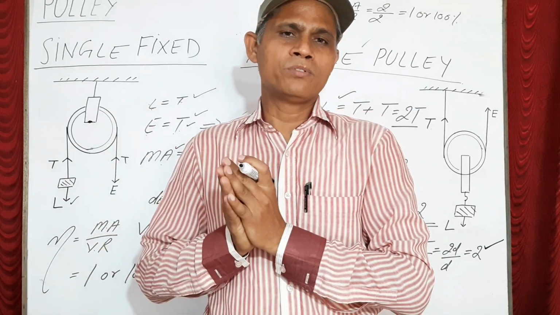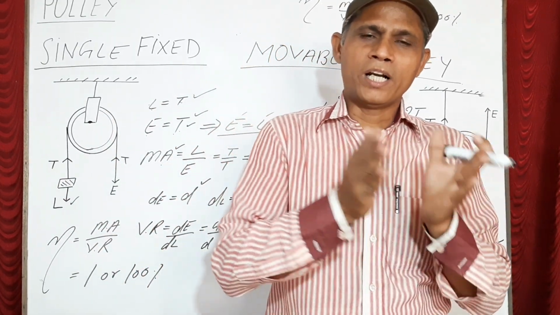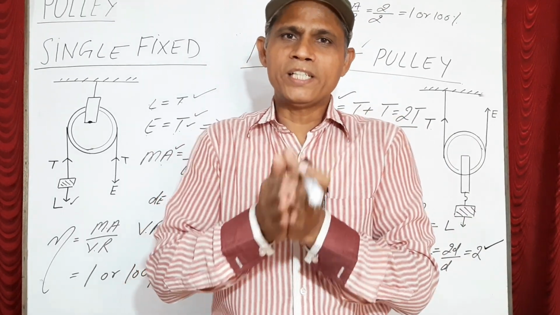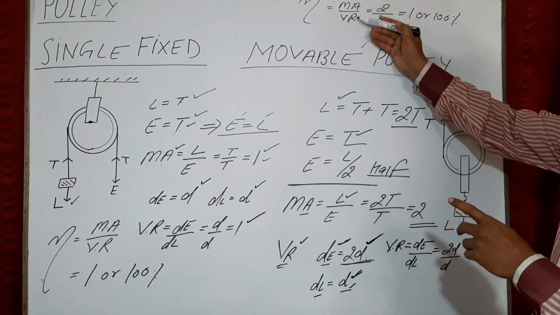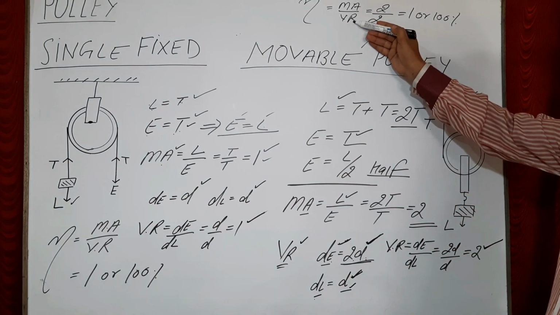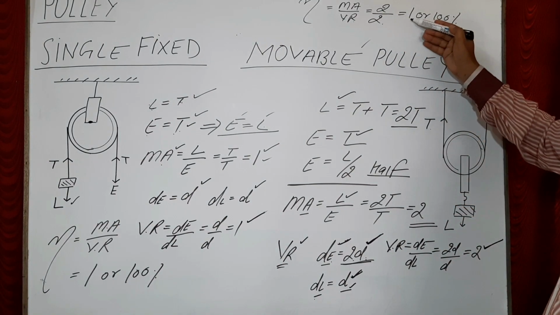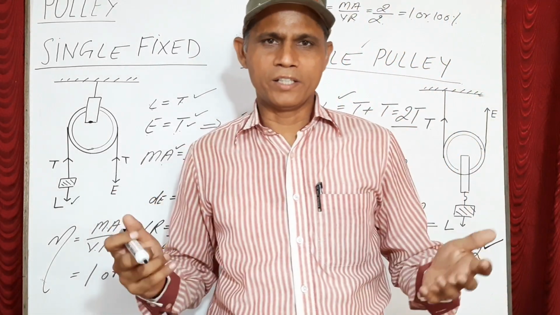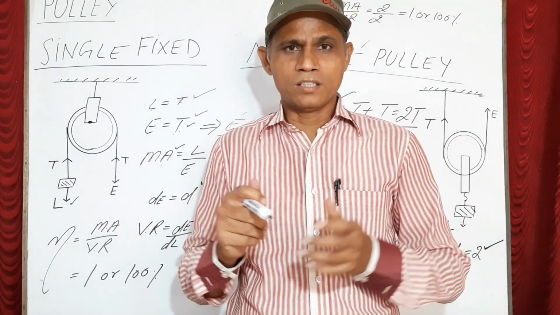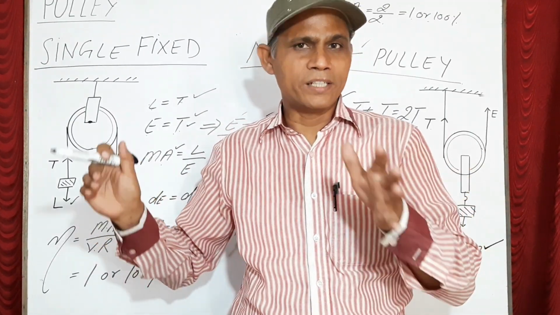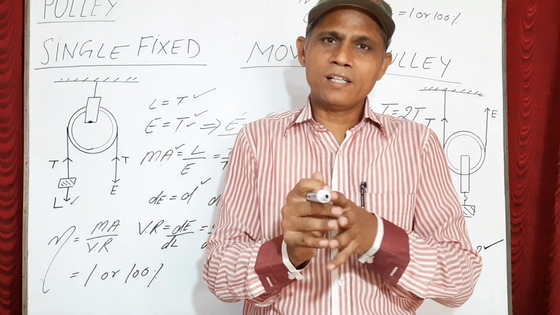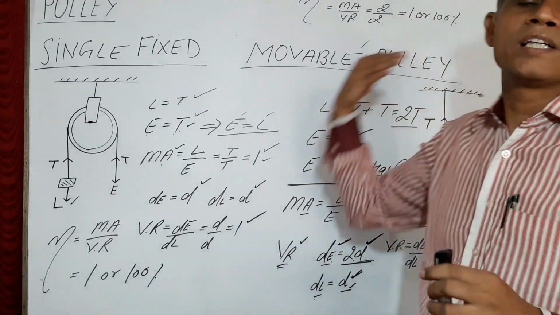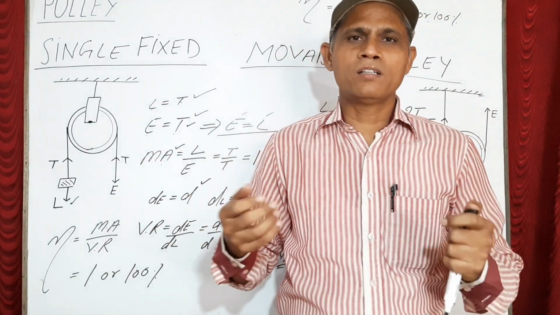Mechanical advantage was 2. Velocity ratio is also 2. And you know, efficiency is mechanical advantage by velocity ratio. So 2 divided by 2 is equal to 1 or 100%. So efficiency is 100%. Again, this is the case when the pulley is ideal. If the pulley is not ideal, in that case this efficiency will not be equal to 1, but it will be less than 1 only.